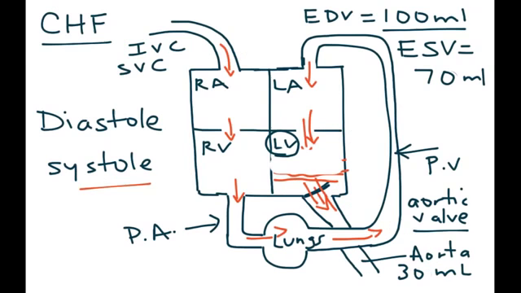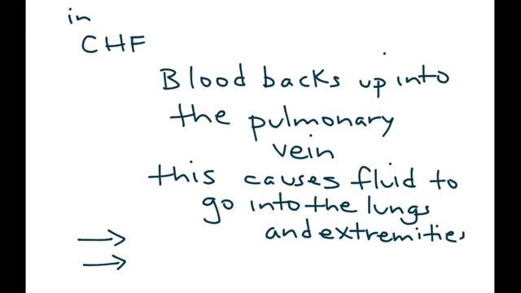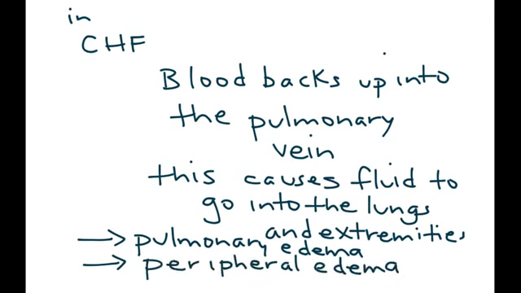So going back to the diagram, if the patient is indeed in congestive heart failure, what happens? Well, there's so much more blood that is left behind in the left ventricle that blood actually starts to back up into the pulmonary vein. And this creates a big problem because fluid can then go into the lungs and into the extremities. So in CHF, blood backs up into the pulmonary vein. This causes fluid to go into the lungs and extremities. If fluid goes into the lung, it's known as pulmonary edema. And if fluid goes into the extremities, it's known as peripheral edema. And those are the patients that have the swollen feet and swollen lower extremities, the pitting edema. I'm sure you've seen that in the clinical setting.